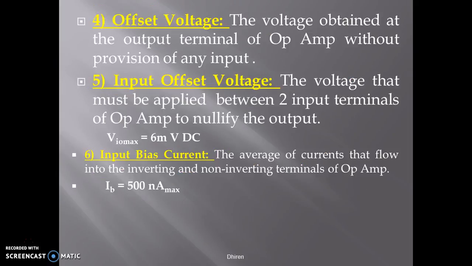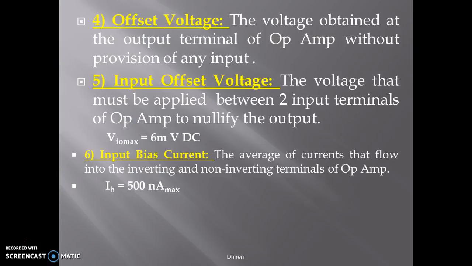Fifth one is the offset voltage. Offset voltage is that voltage available when no input is provided to the op-amp. Input means at inverting and non-inverting terminals provision.